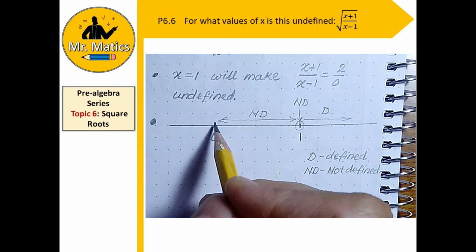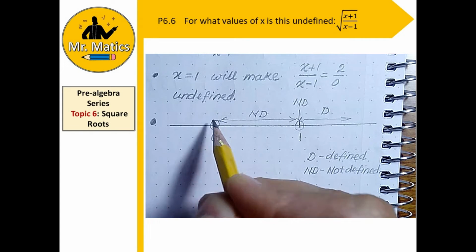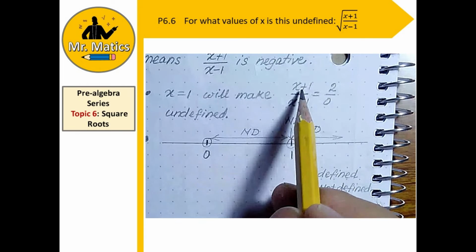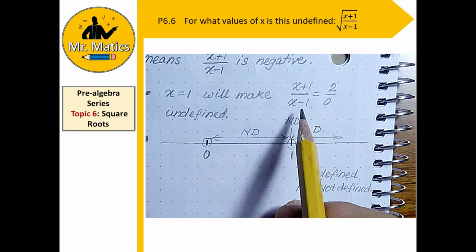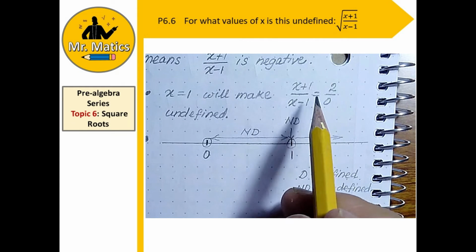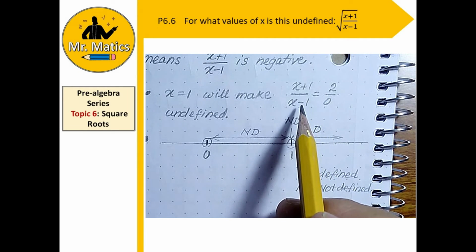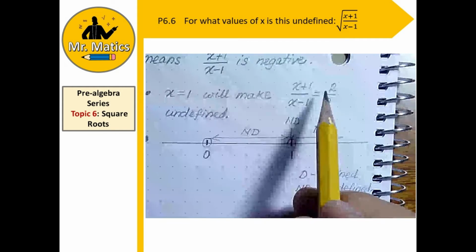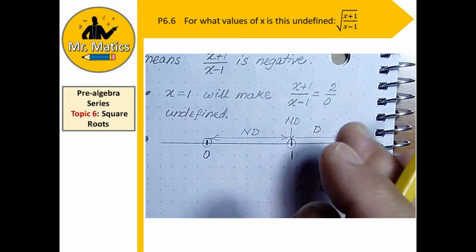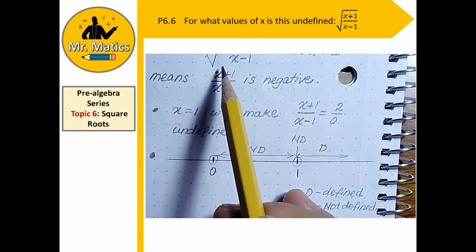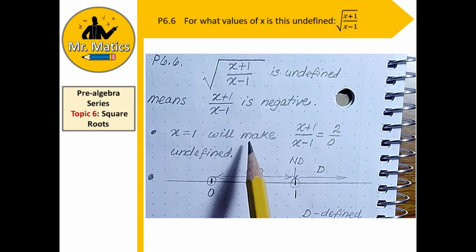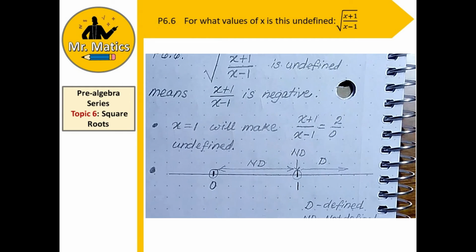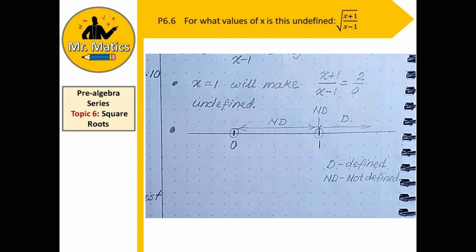So let's now check what happens at this point. If x is 0, this is just 1 on the top and minus 1 at the bottom. And we know that 1 over minus 1 is negative. So x plus 1 over x minus 1 becomes a negative number, and therefore it is also not defined. So 0 is also to be included as not defined.